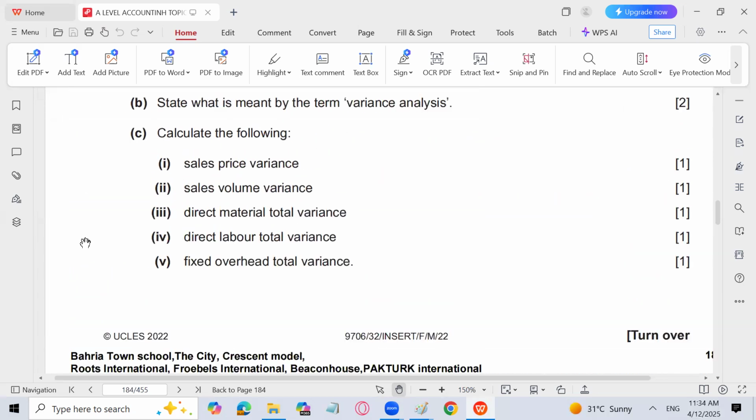Then we have to calculate the direct labor total variance again. I will calculate the total variance along with the two sub variances, which are labor rate variance and labor efficiency variance. Same is the case with fixed overhead total variance. I will go with all the variances regarding the fixed overhead. Okay.